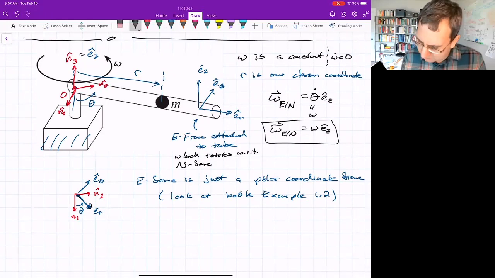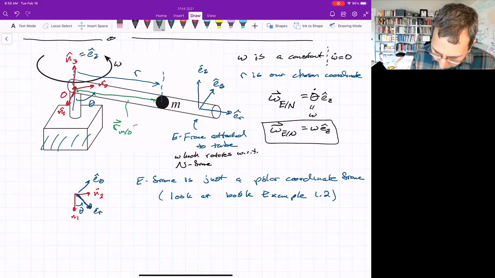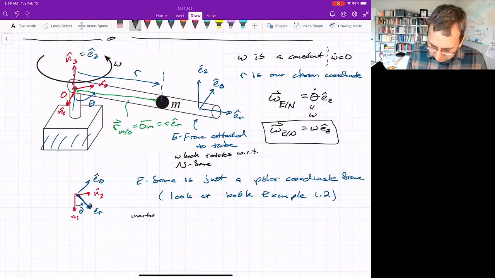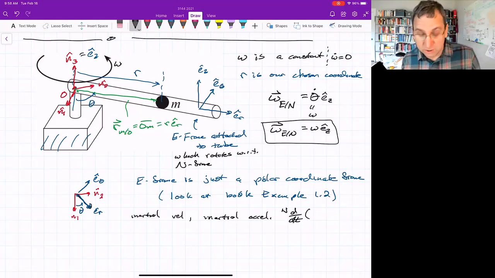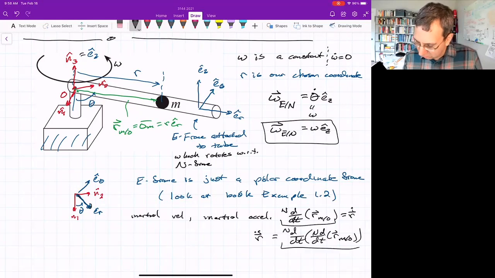I guess we haven't written the vector position yet. Let's write that vector position. So O to M, here it is, R of M with respect to O is O to M, and it's just R in the ER direction. So to get the inertial velocity and inertial acceleration, you take the derivative with respect to the inertial frame of this thing. Then you take the inertial derivative of that inertial derivative, and we'll call that R double dot. This one we'll just call R dot. You need to actually calculate what these things are.